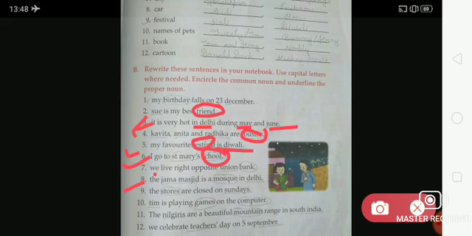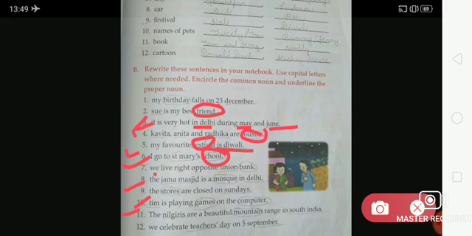In number 9, the stores are closed on Sundays. The word stores is an example of a common noun, so we will circle it, and the word Sunday is an example of a proper noun, so we will underline it and change the first letter into capital. In number 10, Tim is playing games on the computer. Students, Tim is the name of a person, so the first letter will be in capital and we will underline it, and games and computer are examples of common nouns, so we will circle them.